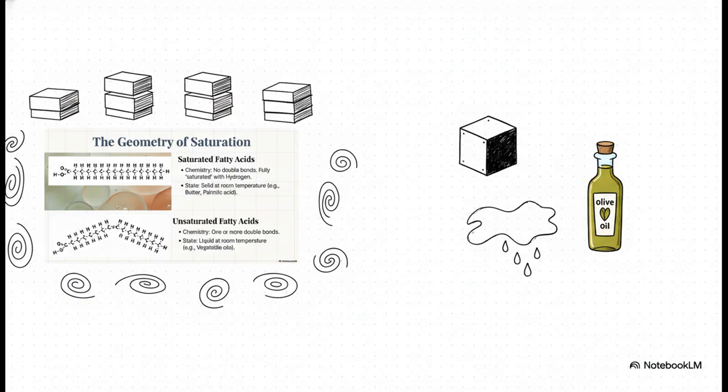So here's the fundamental difference. Saturated fats are saturated with hydrogen, which makes their tails perfectly straight and rigid. Think of them like little building blocks that can stack together really tightly. That tight packing is why they're solid at room temperature, like butter. Unsaturated fats, though, have a double bond that creates a permanent kink or a bend in their tail. These bent molecules just can't pack together neatly, so they stay fluid and liquid, like olive oil.